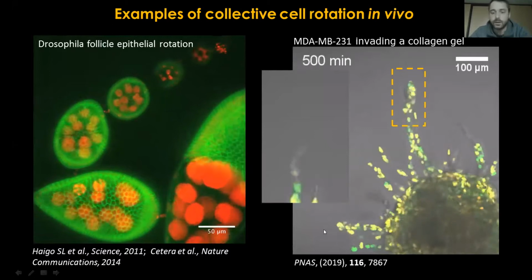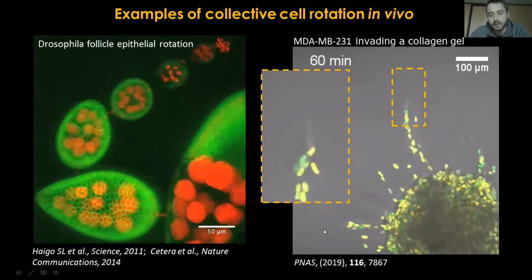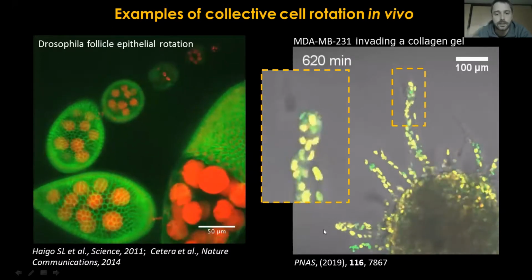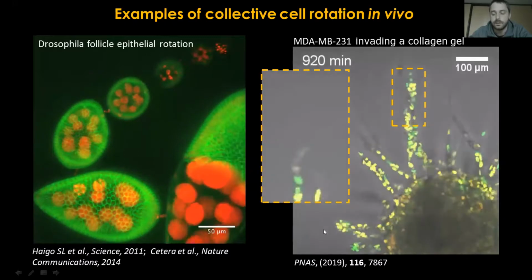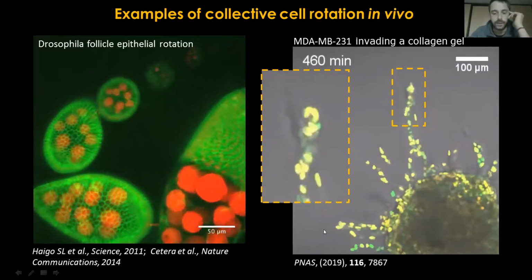So again, we go back to in vitro studies here, but these cells, when they exit the big spheroid, sometimes get clogged inside the collagen gel, and we can appreciate some collective cell rotation around their main axis, which may allow them or facilitate them to invade more.